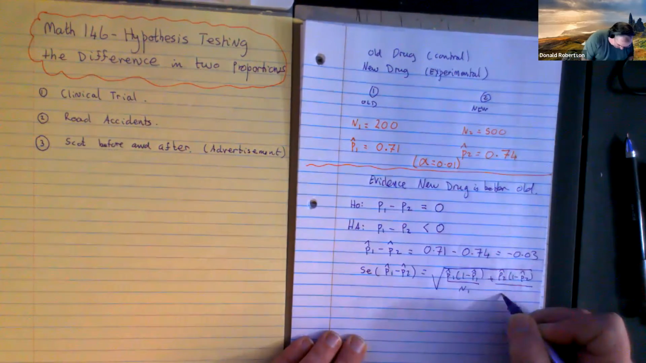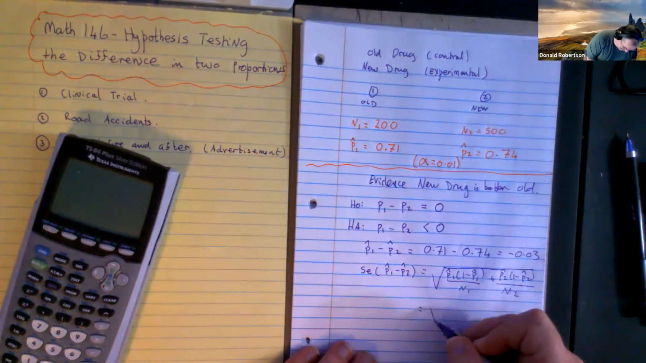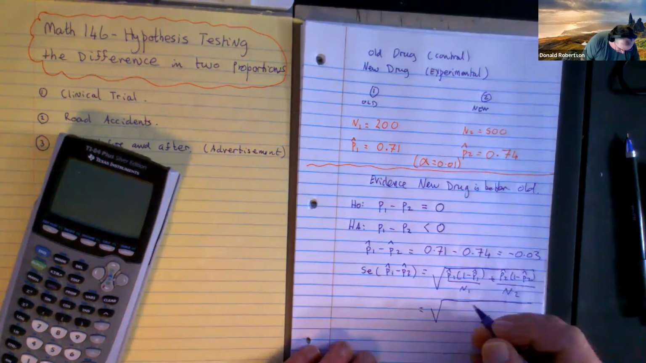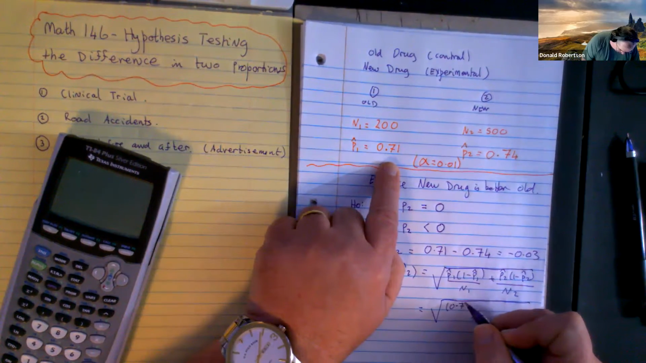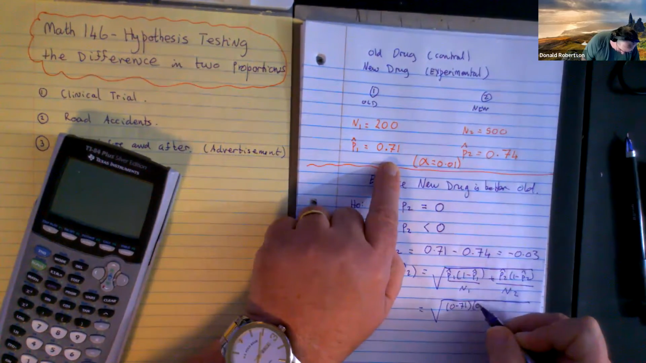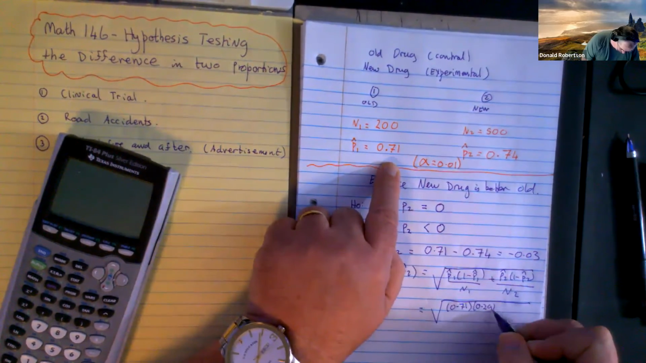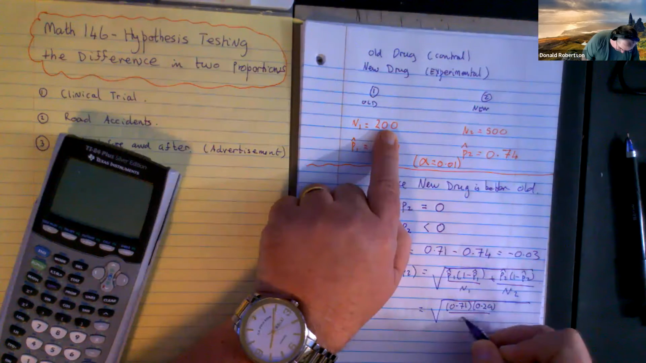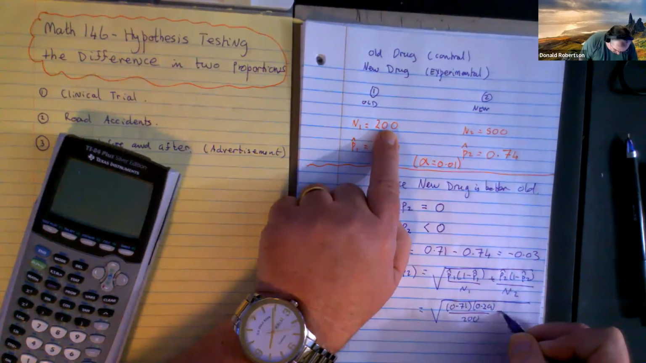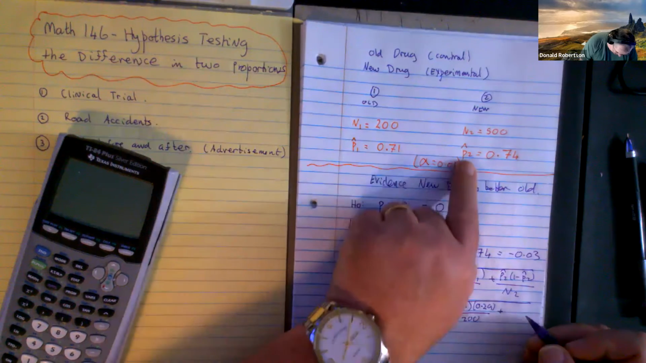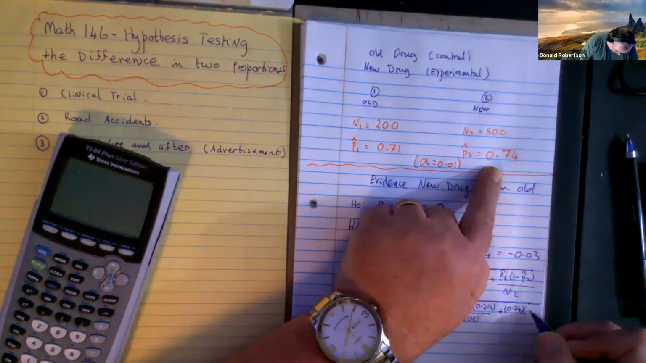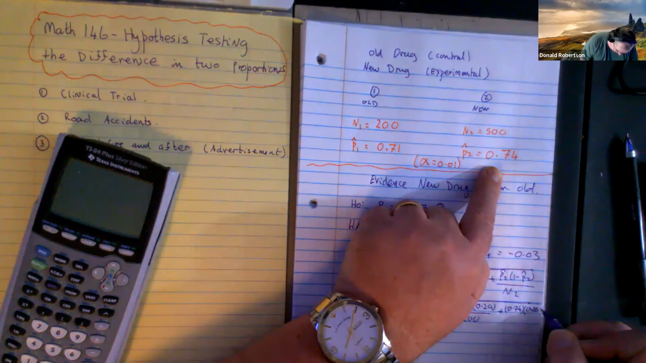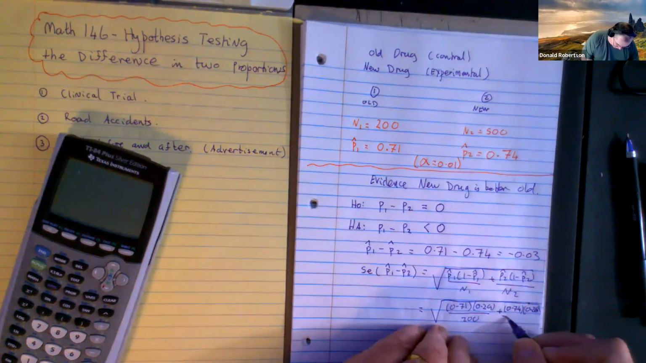But good news is that's what calculators are for. So 0.71, 0.29 over 200 added to 0.74, 0.26 all over 500.